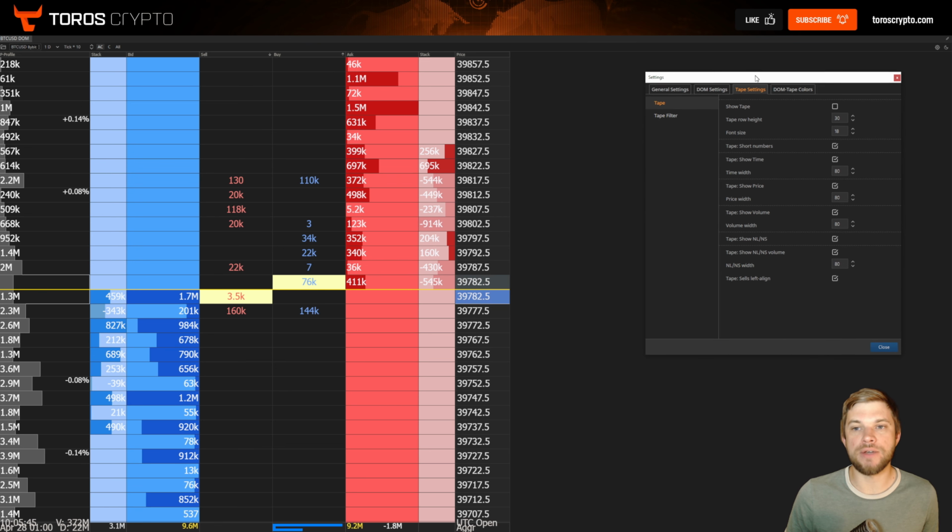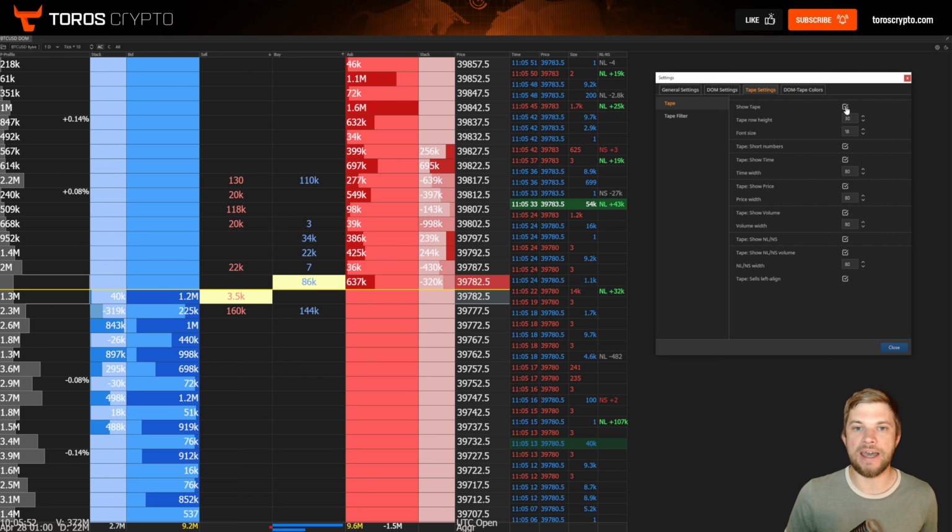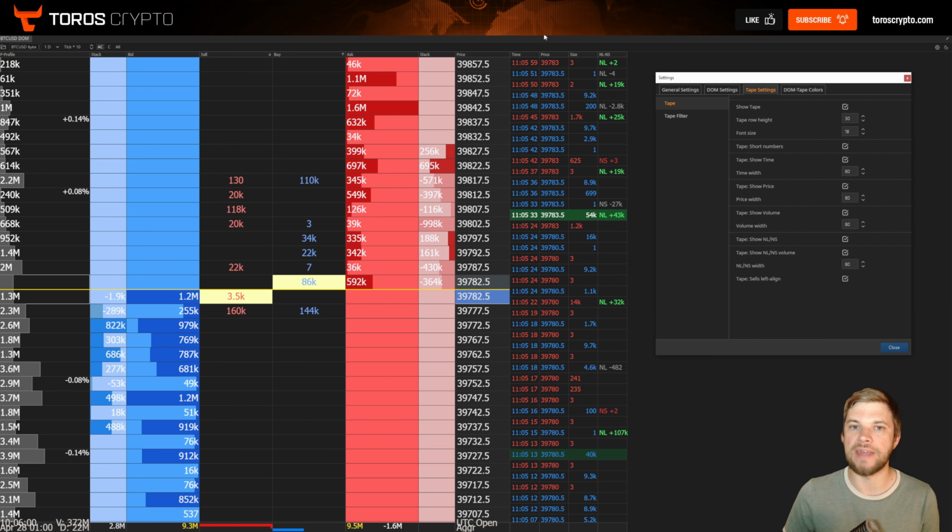So tape is going to show you every single trade that has taken place. So every market trade that has taken place on that particular asset. So if we do just click here and go show tape, again, I've made the text and everything a little bit bigger, and I've got everything in there for the time being.